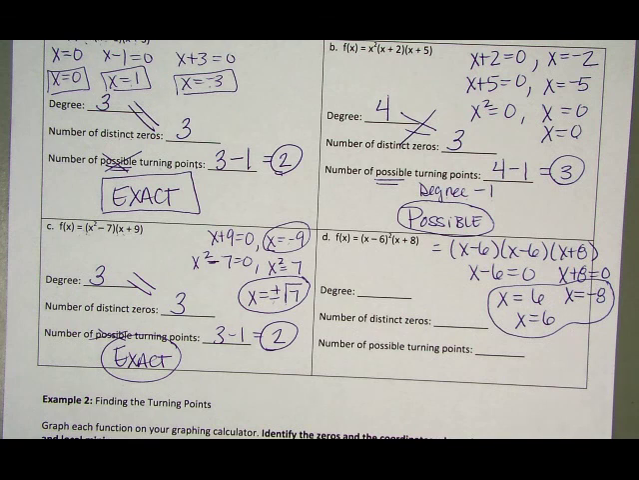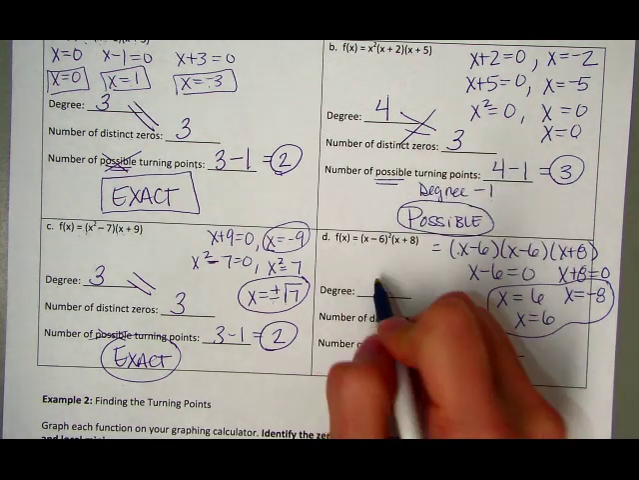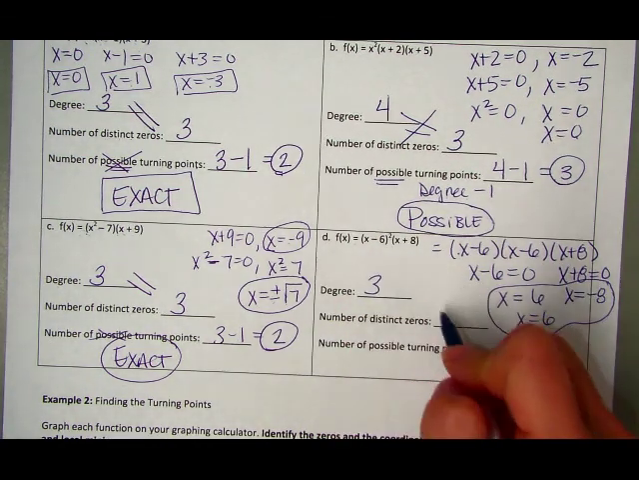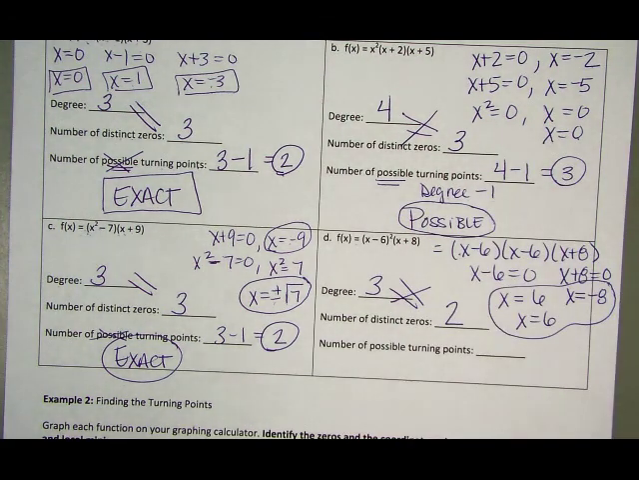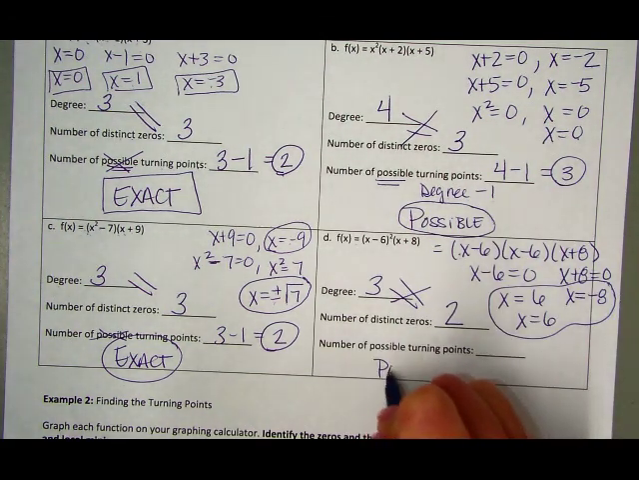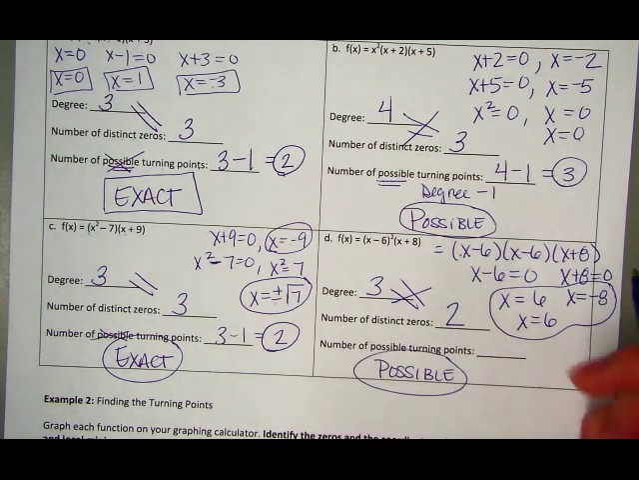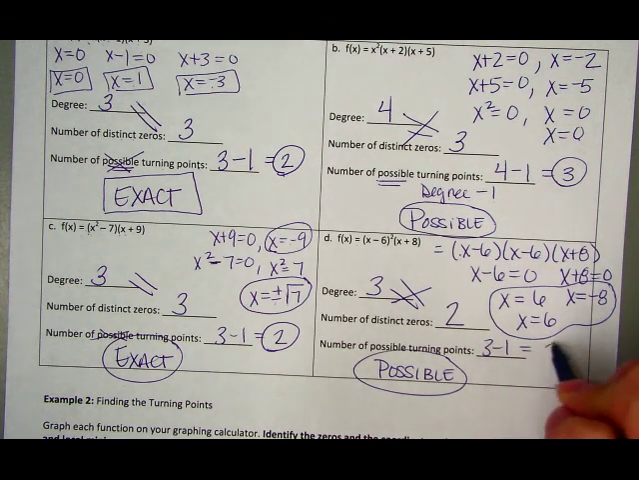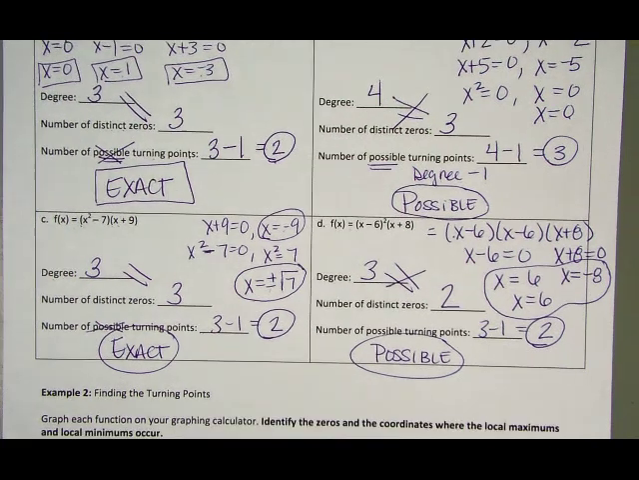My degree, again, if I count them, remember if I expand this out, I have 1, 2, 3, so 3 for my degree. I have 2 distinct zeros. These two are not equal. So my possible turning points stay just as possible. And I find that by taking my degree minus 1, so 3 minus 1 gives me 2. So I have possibly 2 turning points in this case, but it's not exact.